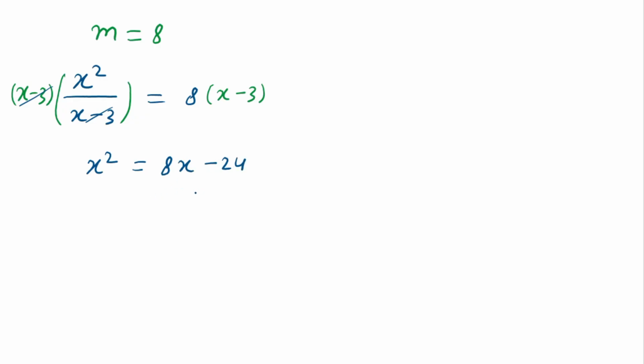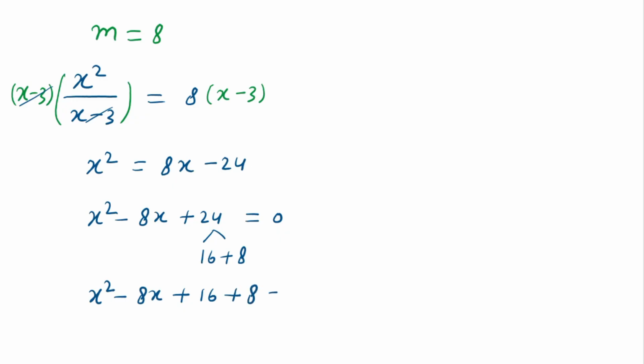Now if we take all the expressions on the same side, then x square minus 8 times x plus 24 equals 0. This 24 is the same as 16 plus 8. Then on the left-hand side, x square minus 8 times x plus 16 plus 8 equals 0. Then x square minus 8 times x plus 16, and this 8 if we take to the right-hand side, then this is minus 8.